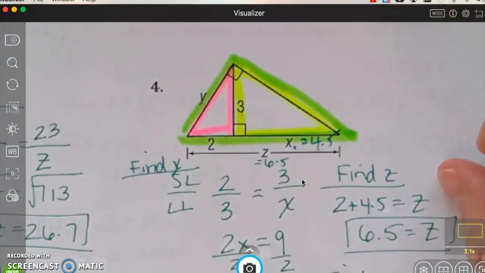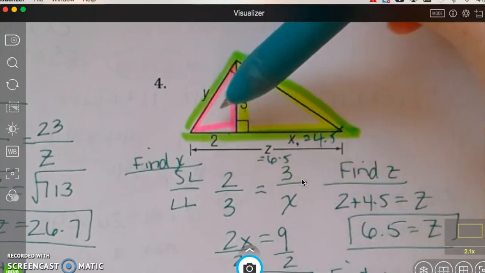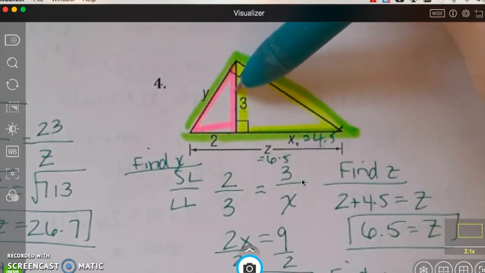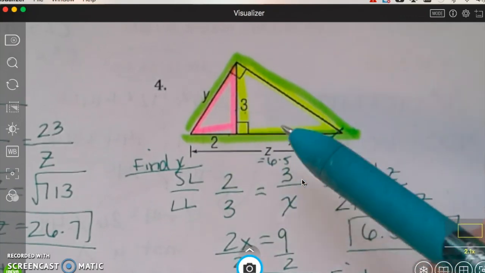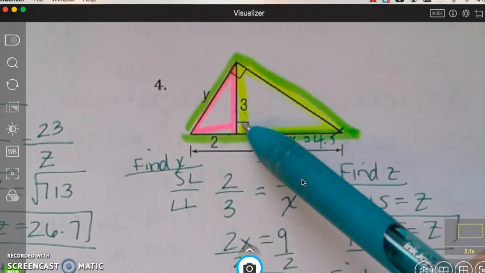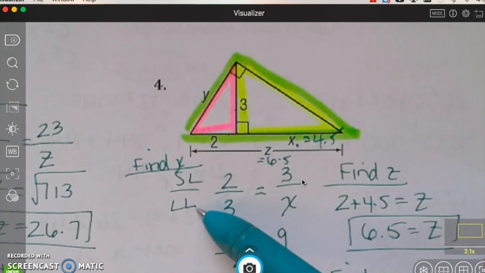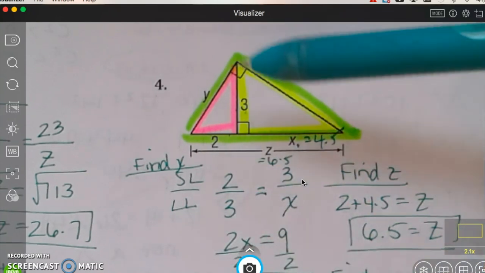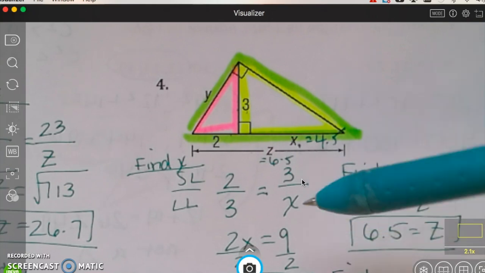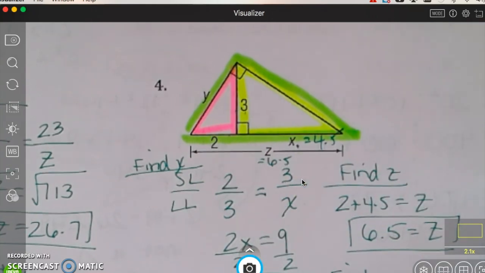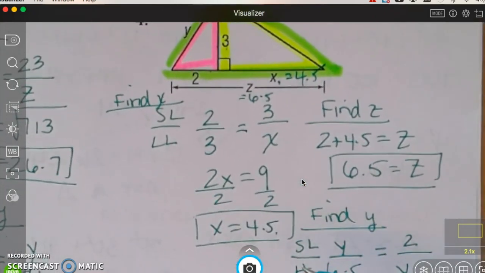Number 4. Just like I said last time, if you have the altitude, I'm going to use these three lengths to find what's missing. So I'm missing x here. If I think about my pink triangle here, I have a short leg and a long leg. So 2 over 3 equals, my short leg for the yellow triangle is 3, but my long leg is x. That's what we're solving for. So I cross multiply and get that x is equal to 4.5.